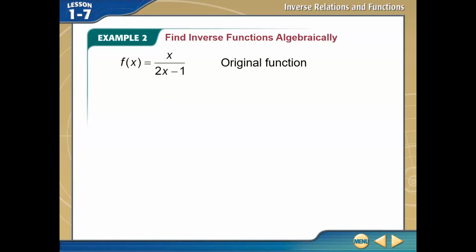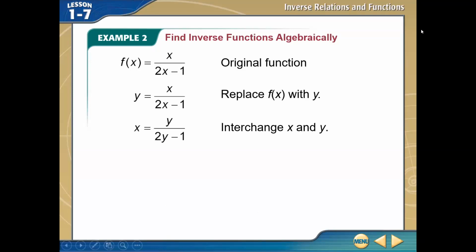Okay, the original function, they replaced f of x with y. They switched it. Not normally. Not normally. It's just on these reciprocal functions. But not normally, Leah. Okay, the reciprocal functions have a higher chance, but this is just a special one.